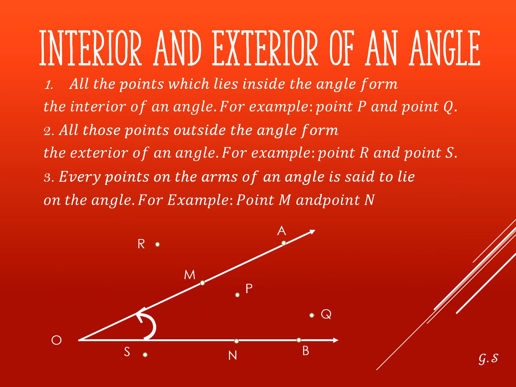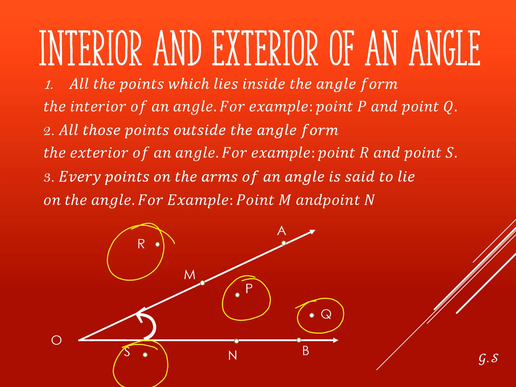Let us see the interior and exterior of an angle. We'll see point by point. All the points which lie inside the angle form the interior of an angle. We can see that the 2 points, point P and point Q, are in the interior of the angle. And the 2 points that are outside the angle are known as the exterior. Which are inside are interior, and which are outside are exterior.